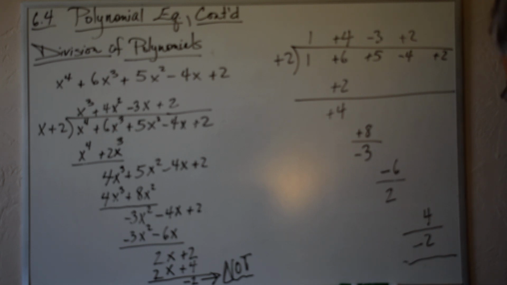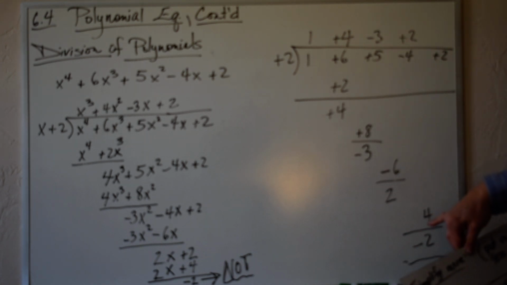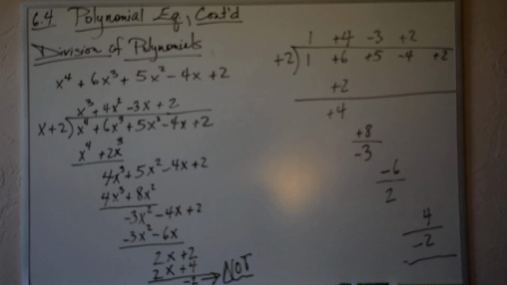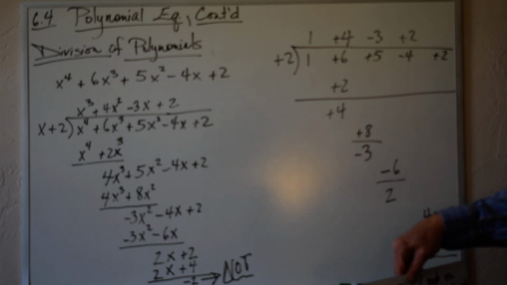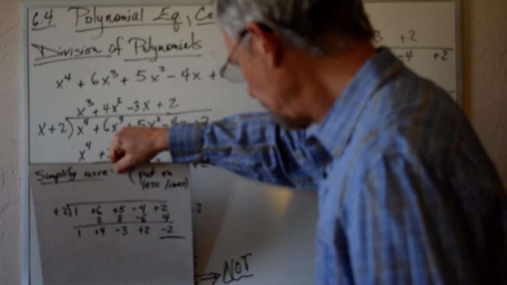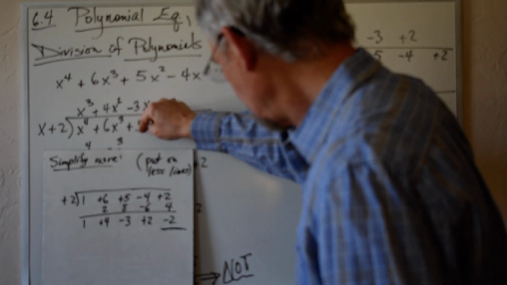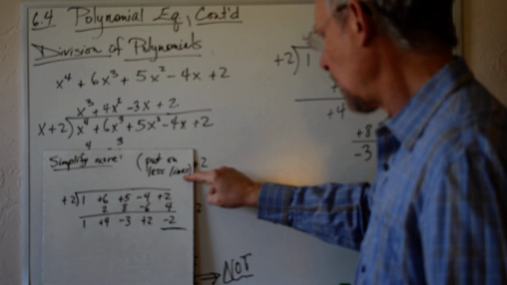Now, let's simplify it a little more. There's a lot of white space here. Can we just scrunch it into a couple of lines? Sure. We'll put our work on fewer lines.